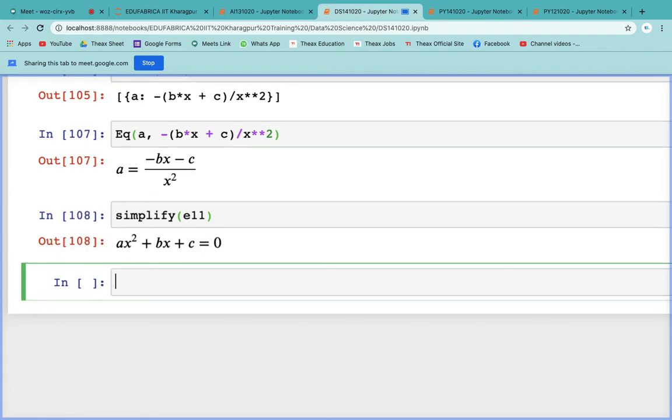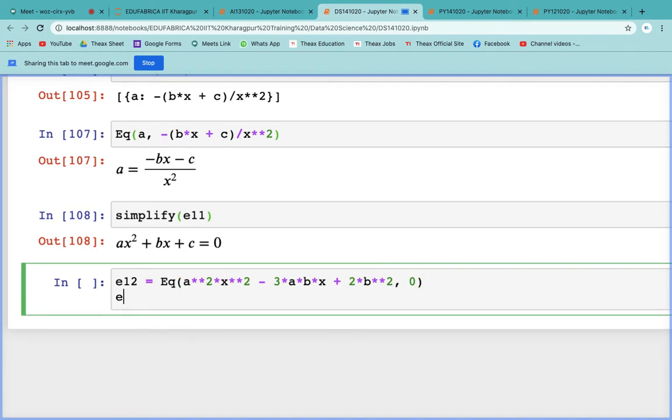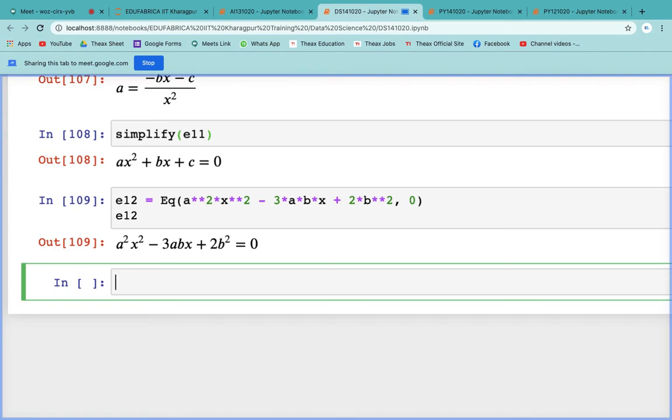See, simplification works when you have something which can be factorized. Can it be factorized? You take x as one side and then it goes there. Simplification is something you can use like that. If I give you another equation, like, let's say a square x square minus 3abx plus 2b squared equals to 0. Okay. If this is my equation number 12, this is a square x square minus 3abx plus 2b squared.